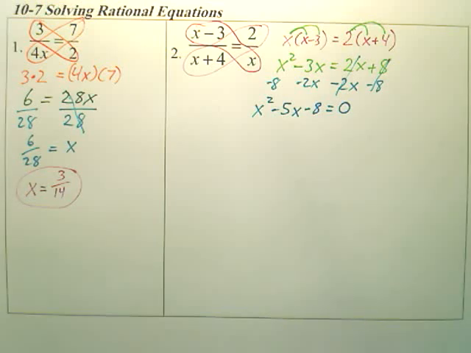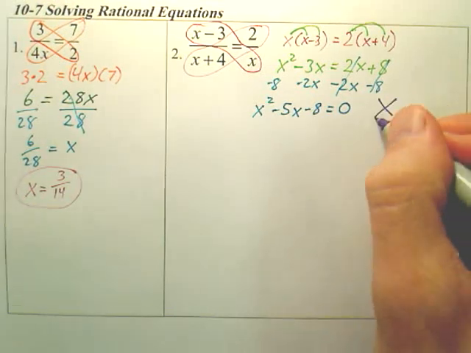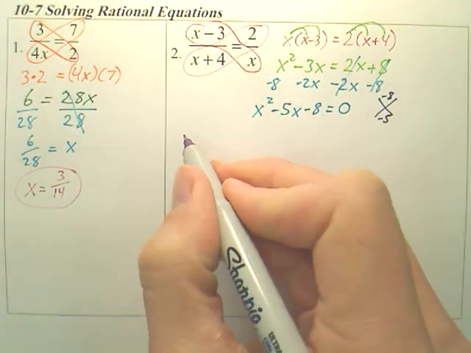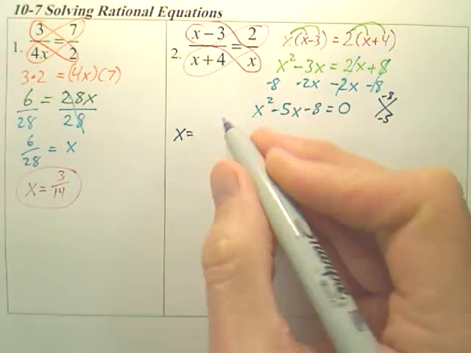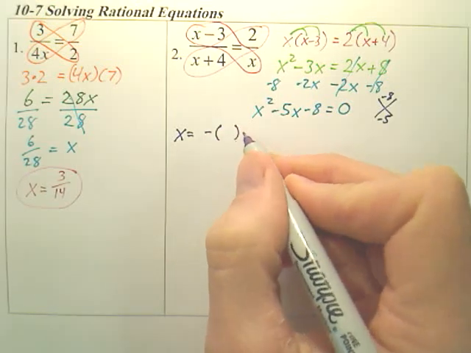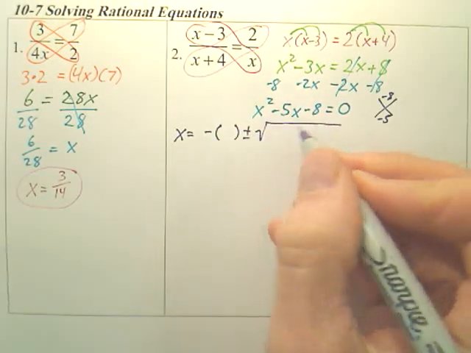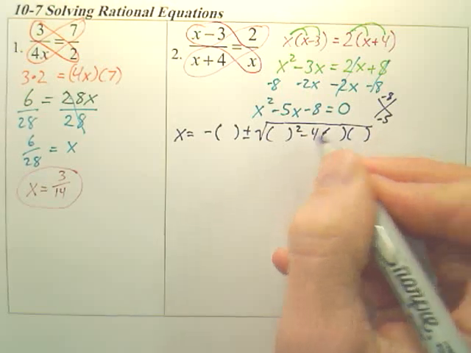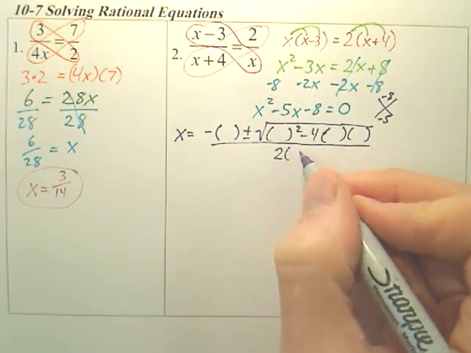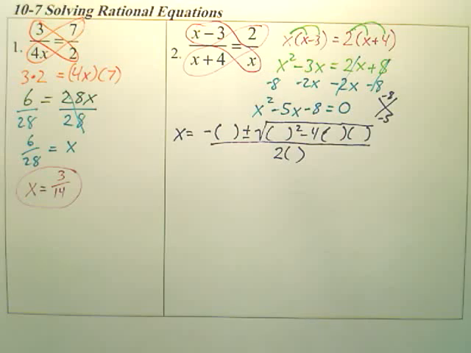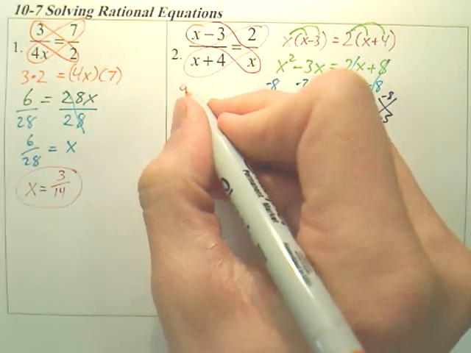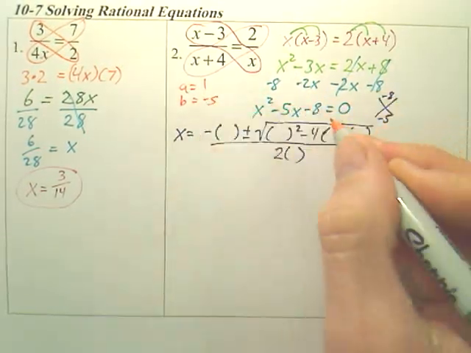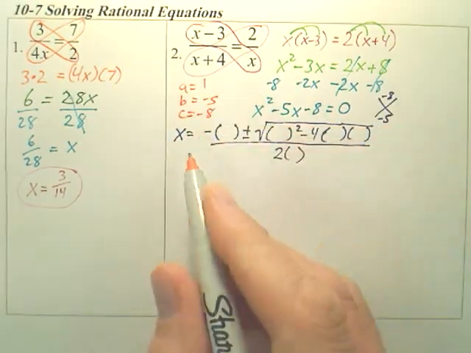Then, if we try to solve that, we can't. Sorry, we can solve it, but if I try to factor it, it doesn't factor. So what we have to do is use the quadratic formula. x equals negative b plus or minus the square root of b squared minus 4ac, all over 2a. And remember your ABCs. Your a is 1, your b is negative 5, and your c is negative 8. So let's plug this in.